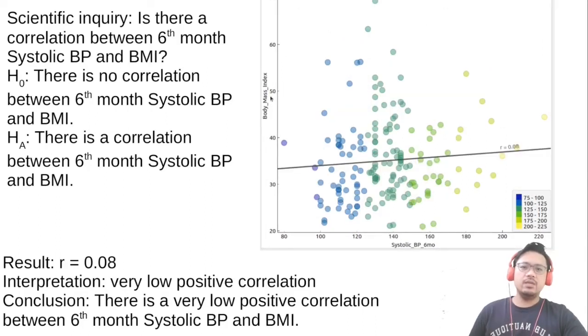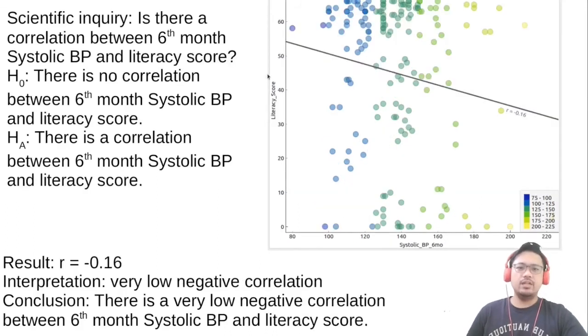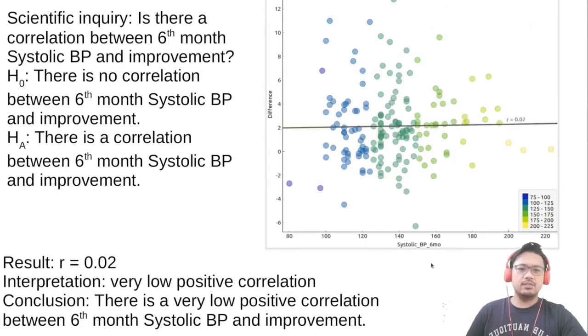Systolic BP with body mass index, the coefficient is 0.08, very low positive correlation. With literacy score, the coefficient is negative 0.16, very low negative correlation. Systolic BP and difference, the regression line is almost horizontal. The resulting coefficient is 0.02. There is a very low positive correlation.